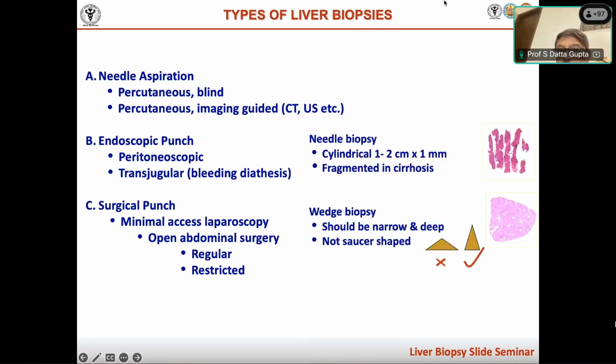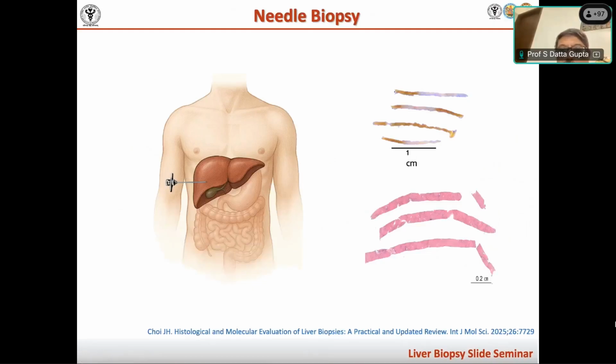The needle biopsies are, of course, the long ones that you regularly see, but in cirrhosis they may be fragmented. The wedge biopsies are, of course, like triangular pieces, but please note a wedge should be very deep, like a cup, and not shallow like a saucer. The reason we will come to. Also note that the needle biopsies are generally done in the right lobe of the liver. So if there is a left lobe disease, you're not going to get it unless you do it specifically ultrasound guided, or for some reason we'll see to this.